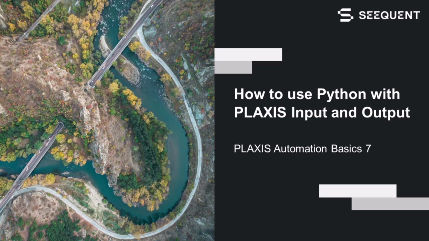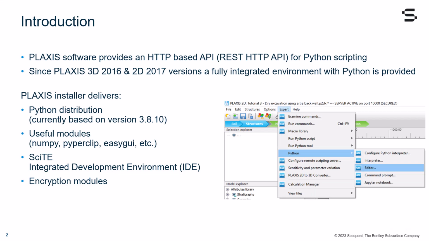Hello, and welcome to this session on the training about PLAXIS Automation Basics, in which we will see how to use Python with PLAXIS Input and Output programs. PLAXIS software provides an HTTP-based API for Python scripting. This is available since PLAXIS 3D 2016 and 2D 2017 versions as a fully integrated environment.